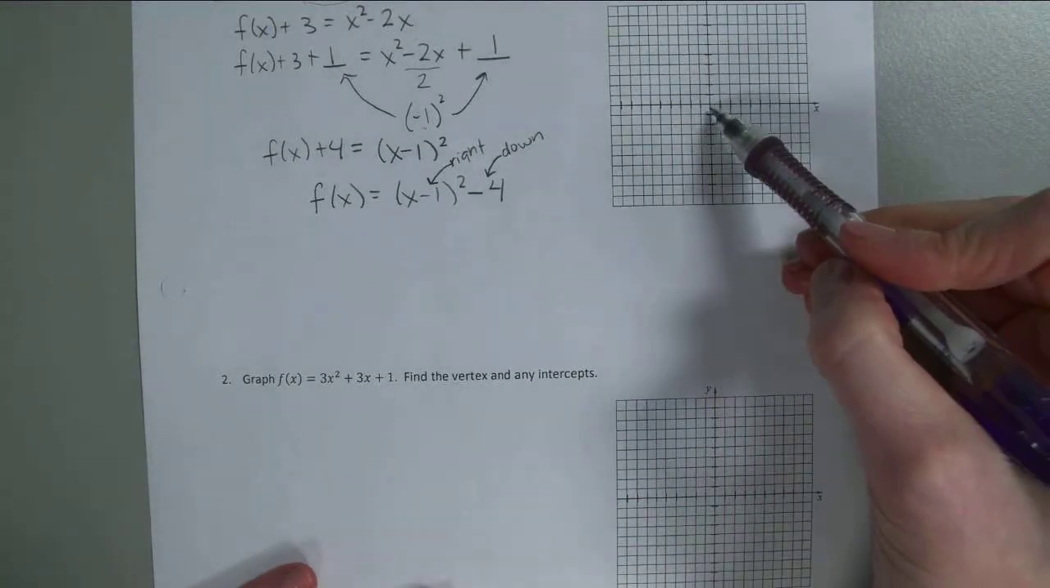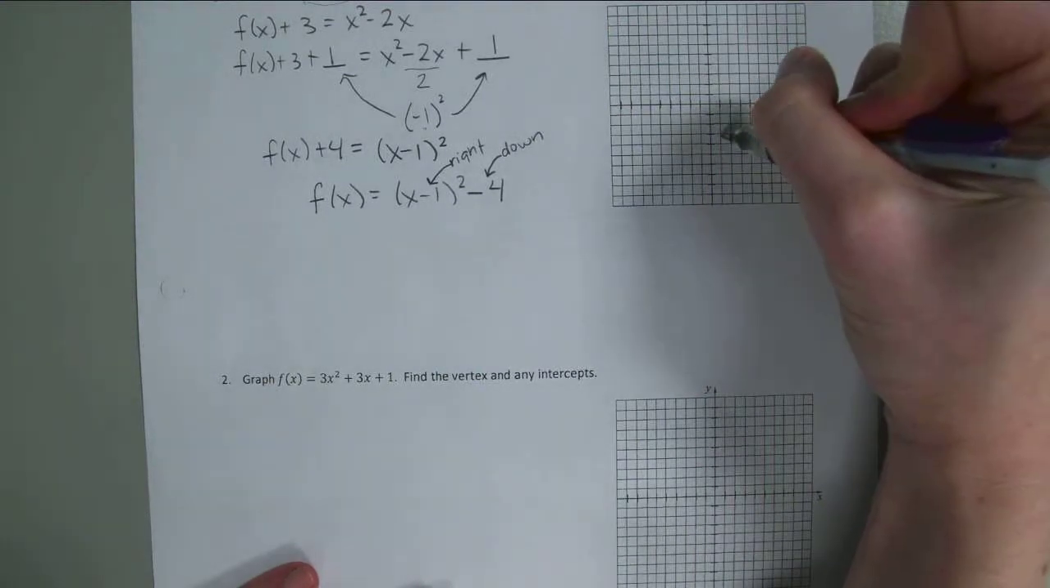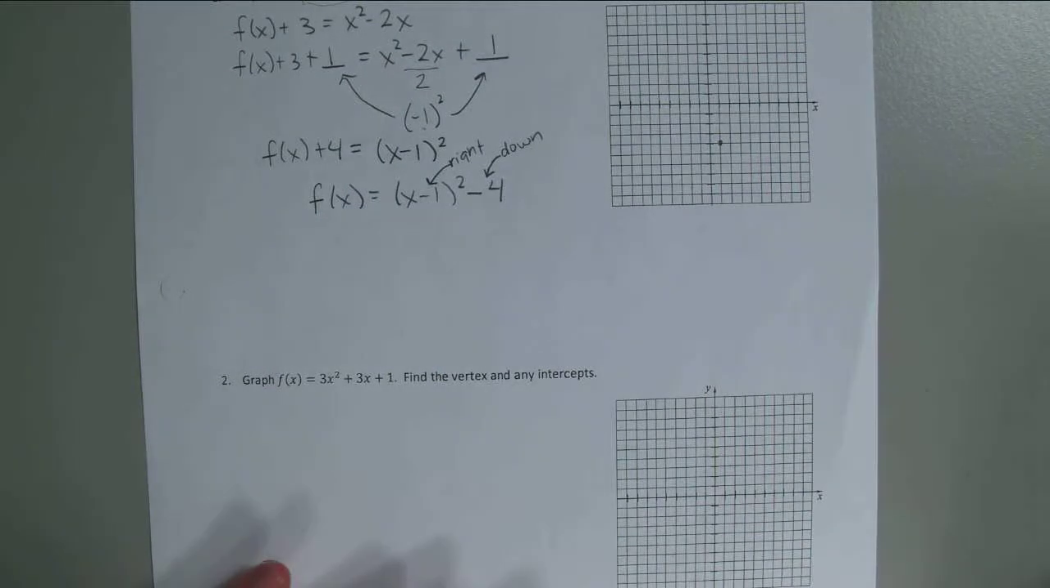So your vertex, like I said, kind of hover over 0, 0, but now we're going to go to the right 1 and then down 4. 1, 2, 3, 4, and put your vertex right there. To the right 1 and down 4.